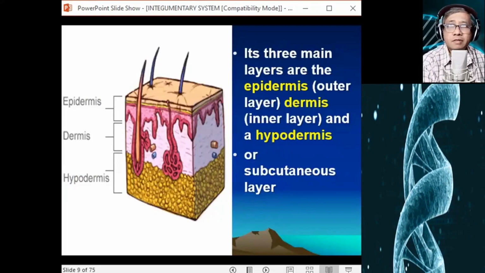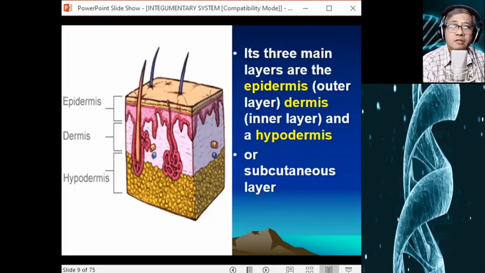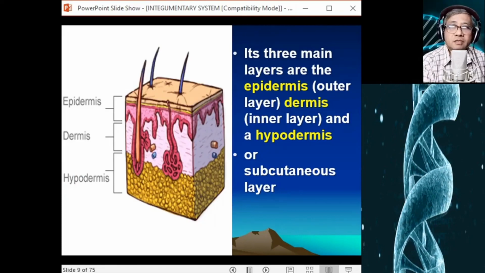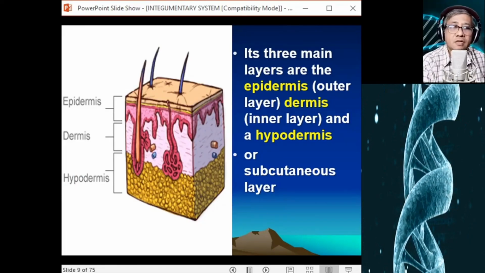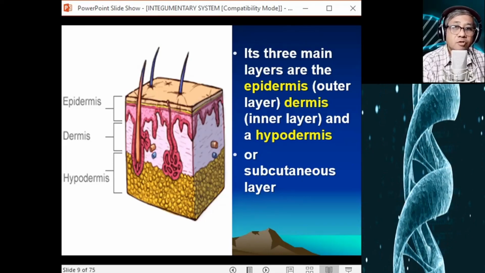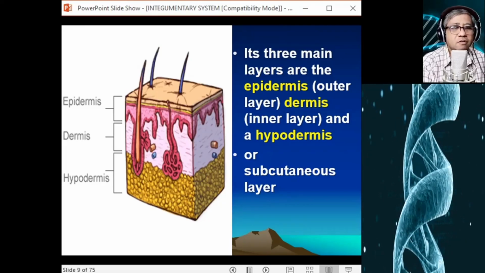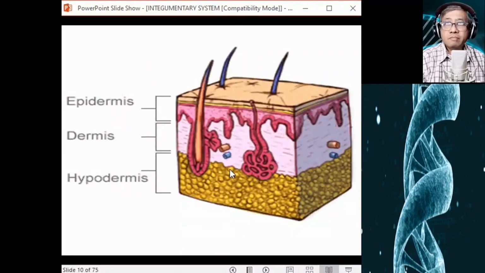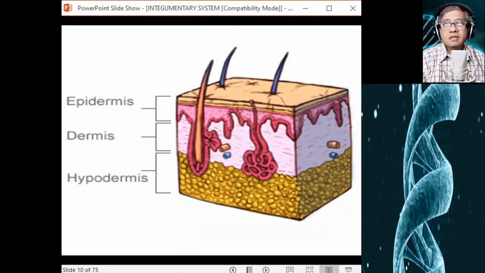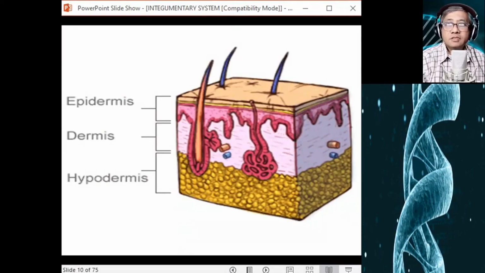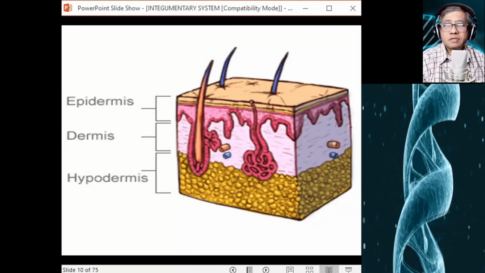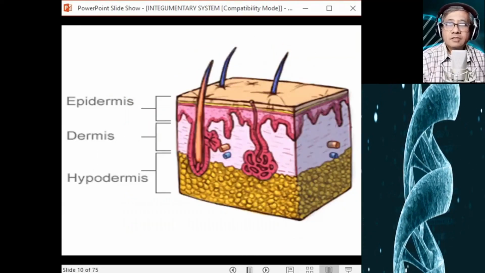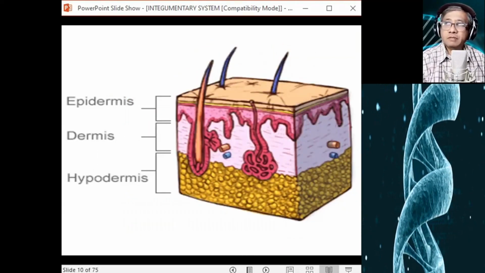So the skin is made up of the following layers. The outer layer of the skin is the epidermis. Beneath the epidermis is the dermis. And beneath the dermis is the hypodermis, or the subcutaneous layer. The subcutaneous layer is made up mostly of adipose tissue. So those are the major layers of the skin. So let us now go into the details of these layers, starting with the epidermis.